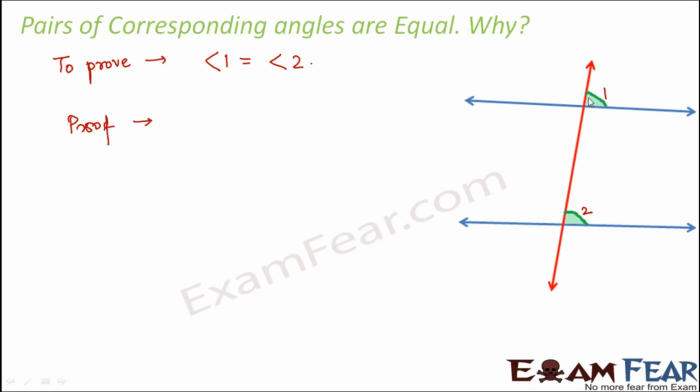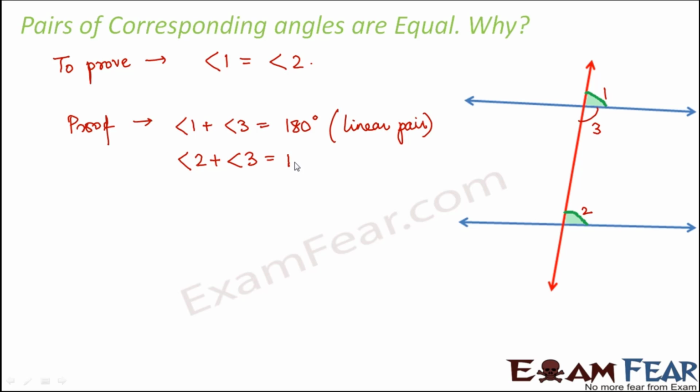So here, let's say this is angle 1 and let us call this angle as angle 3. So angle 1 plus angle 3 is equal to 180 degrees because they form a linear pair. They are supplementary angles and also adjacent, so they form a linear pair. Similarly, we can say that angle 2 plus angle 3 is equal to 180 degrees.